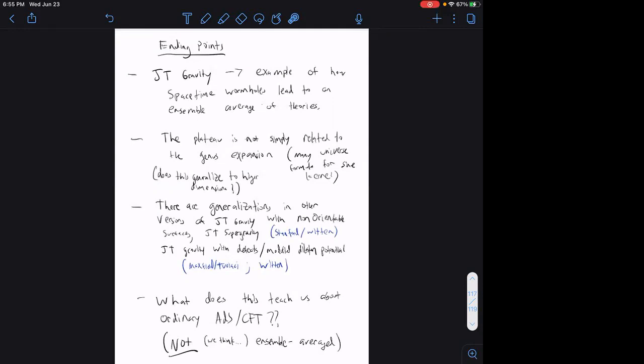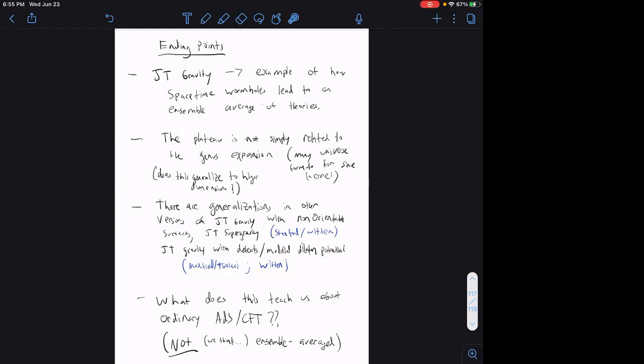JT gravity is an example of this general thing talked about by Coleman, Giddings, and Strominger, where spacetime wormholes lead to having an ensemble average of theories. And it's very different from ordinary AdS/CFT. Another point is that this plateau was very weird. It's not simply related to the genus expansion. It has this many extra boundary description.